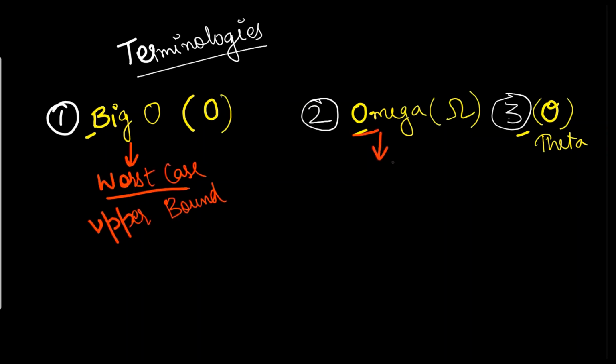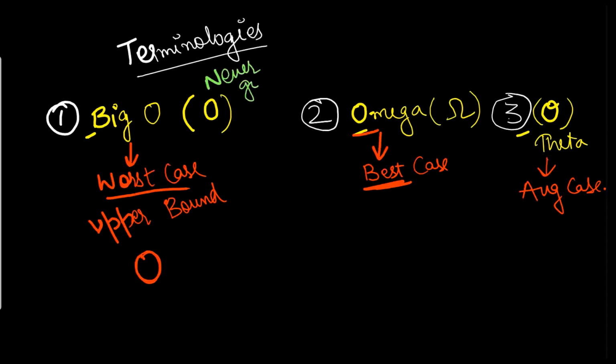Omega is in terms of the best case. Best case means that in any case we will not achieve better than this. And theta is the average case. So generally we are interested in big O, which means never go beyond it. Omega means we will not achieve better than this, that is, never go below it.